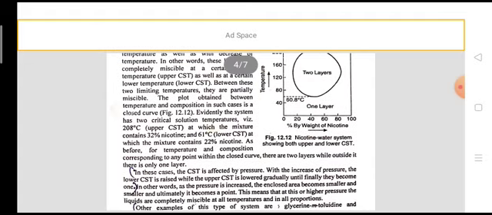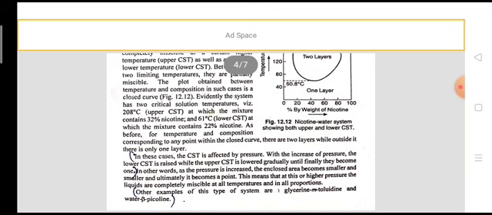As before, for temperature and composition corresponding to any point within the closed curve, two layers are formed, while outside it only one layer is formed. So in this case, there is a very important issue.